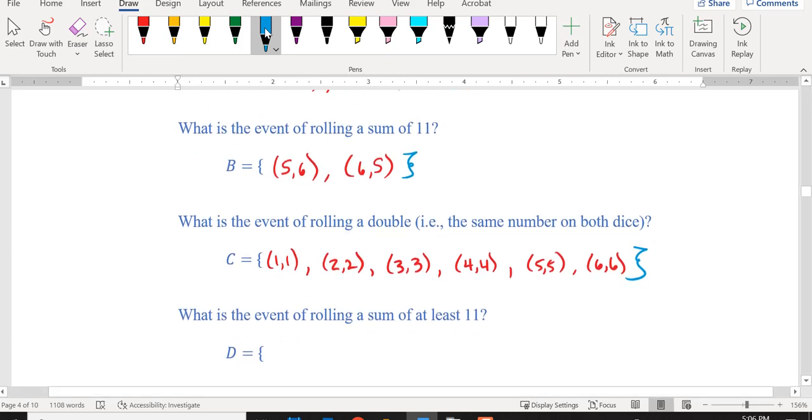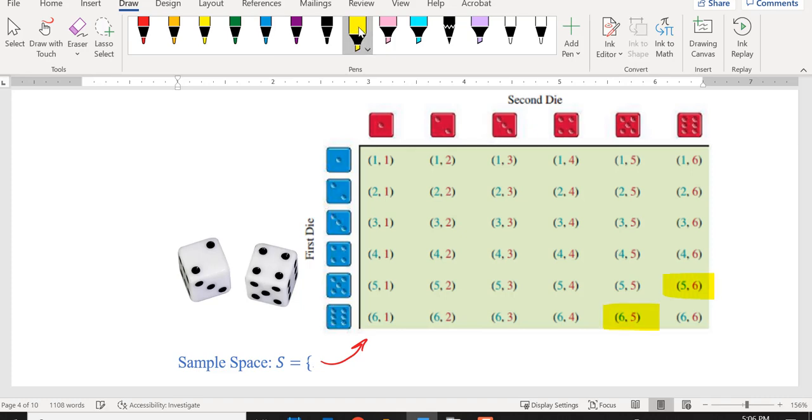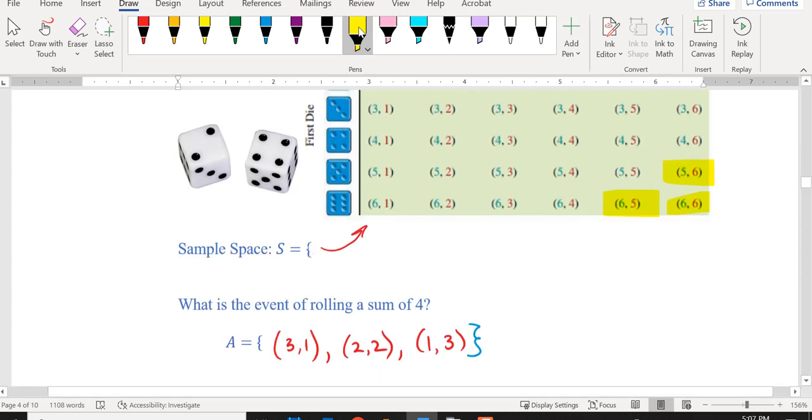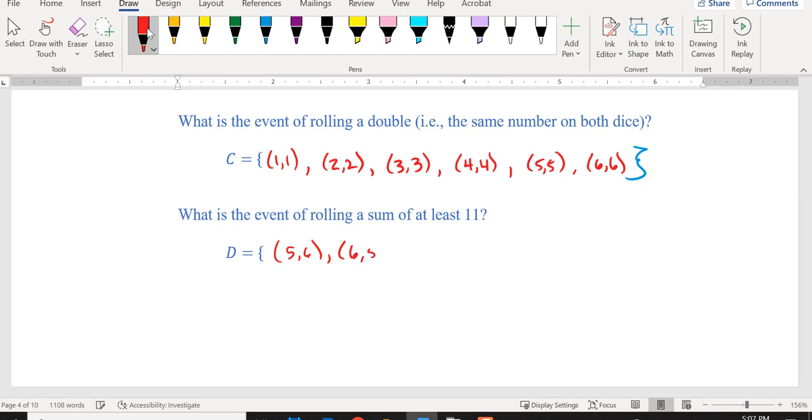Okay, what's the event of rolling a sum of at least 11? We've got to remember what at least 11 means. It could be 11, which was (5, 6) and (6, 5). Or it could be anything bigger. Well, the only thing bigger would be the (6, 6). So the event of rolling at least 11 would be (5, 6), (6, 5), and also (6, 6).